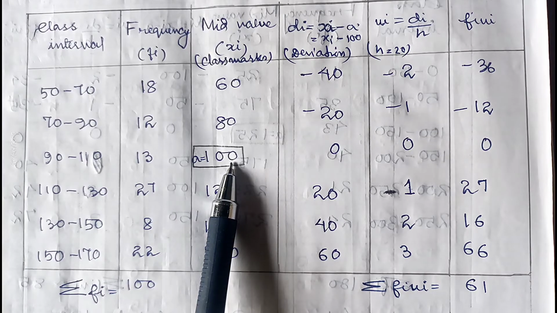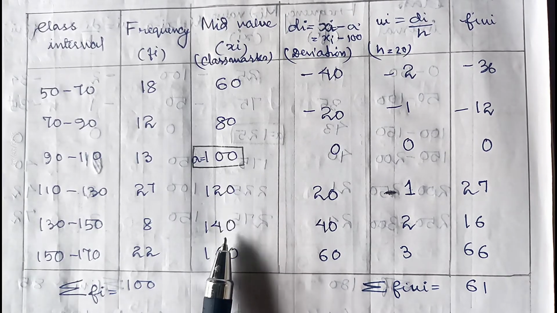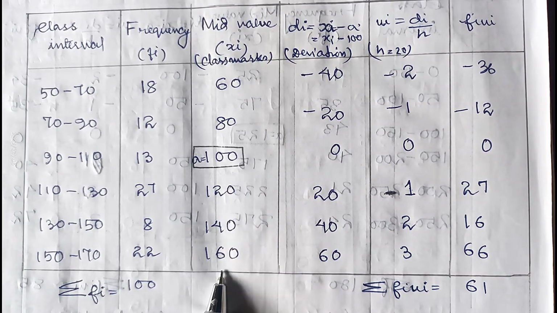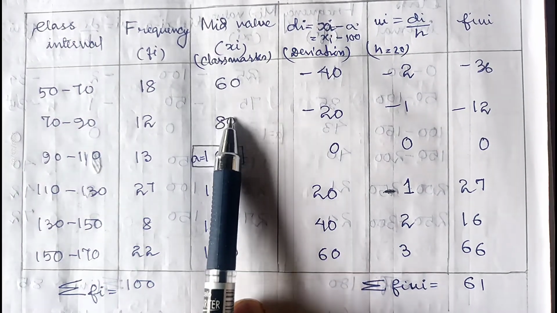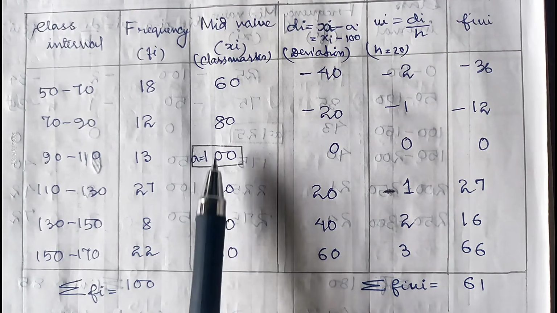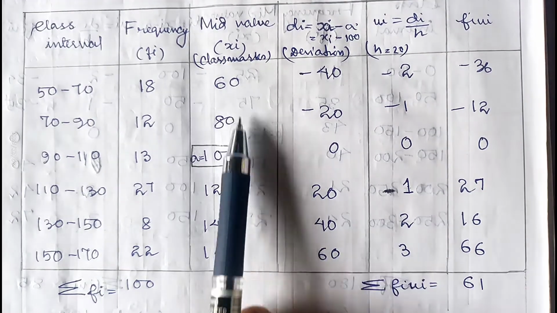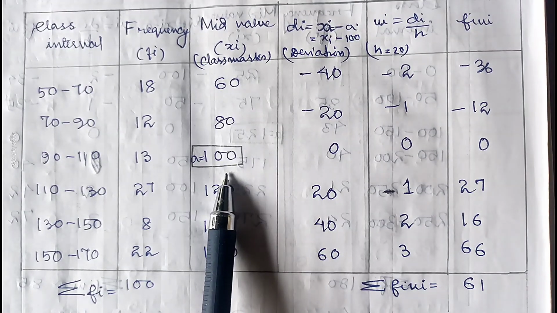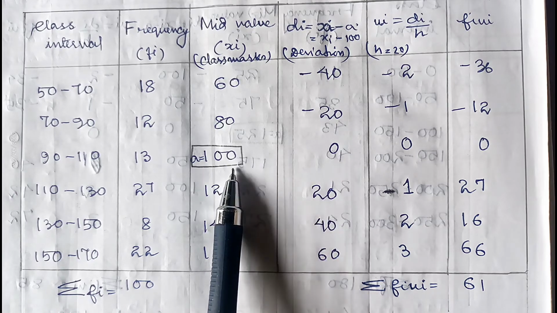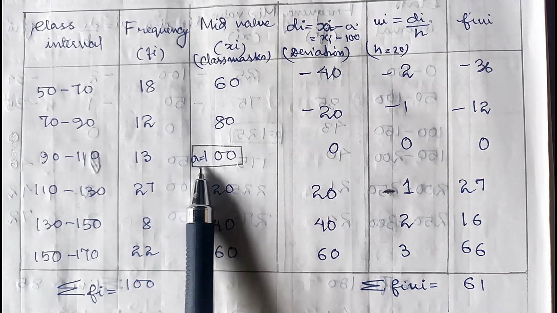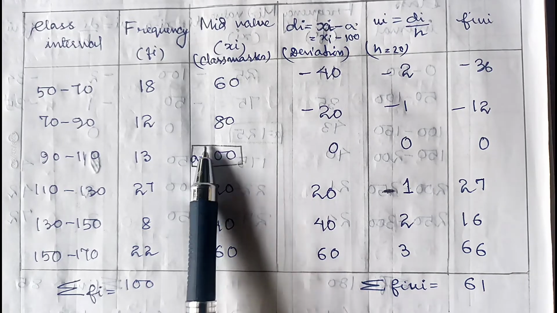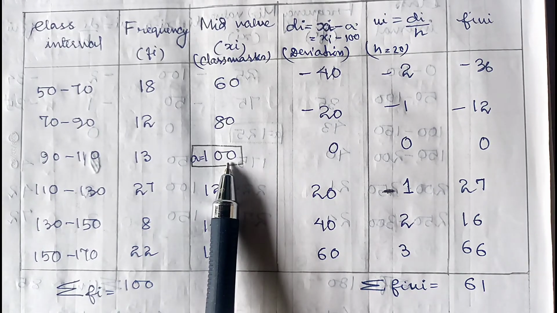Then 20, 100, plus 20, 120, plus 20, 140, and plus 20, 160. So by adding the class size to the first value, we can get the other class marks. Now from these class marks, we have to consider any one as the assumed mean. And as I told you in the previous video, if you take something from the middle, that is always better. So we have considered A equals 100. That means we have considered 100 to be the assumed mean.